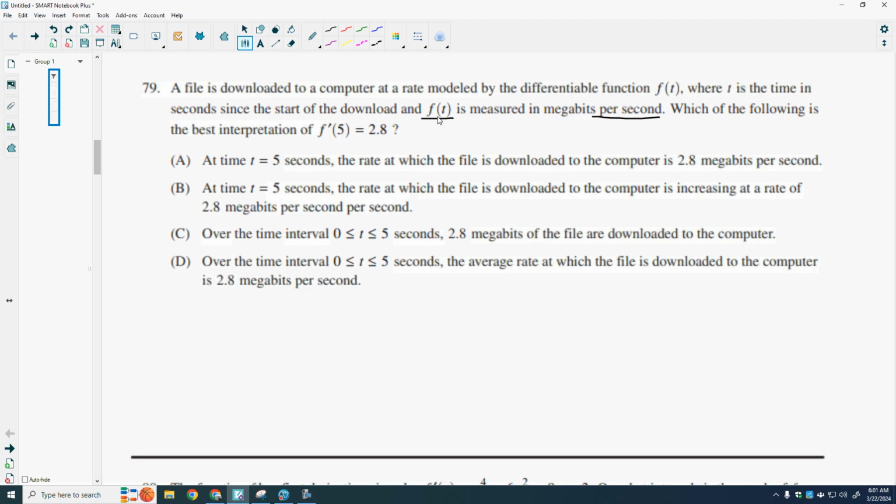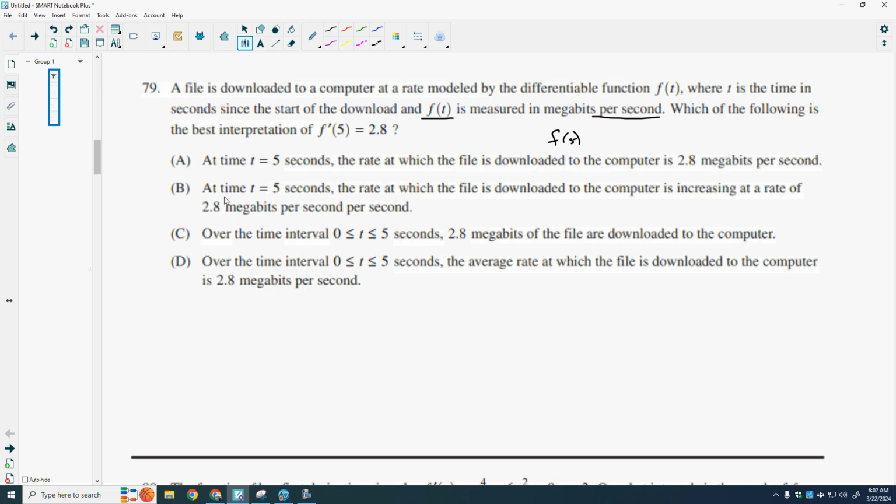So f is my rate of change in megabytes per second. So which of the following is the best interpretation of the rate at which the rate is changing, right? F prime is the derivative of f, which is the rate of change of the rate of change. So at time equals 5, the rate at which the file downloaded to the computer is that amount. Nope, that's what f of 5 would look like. F of 5 is the rate at which the file is being downloaded to the computer.